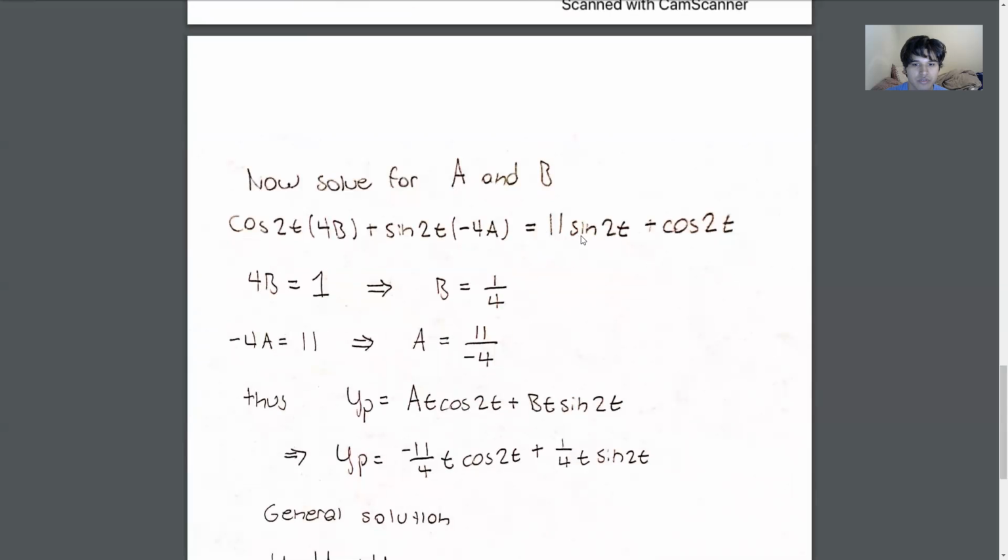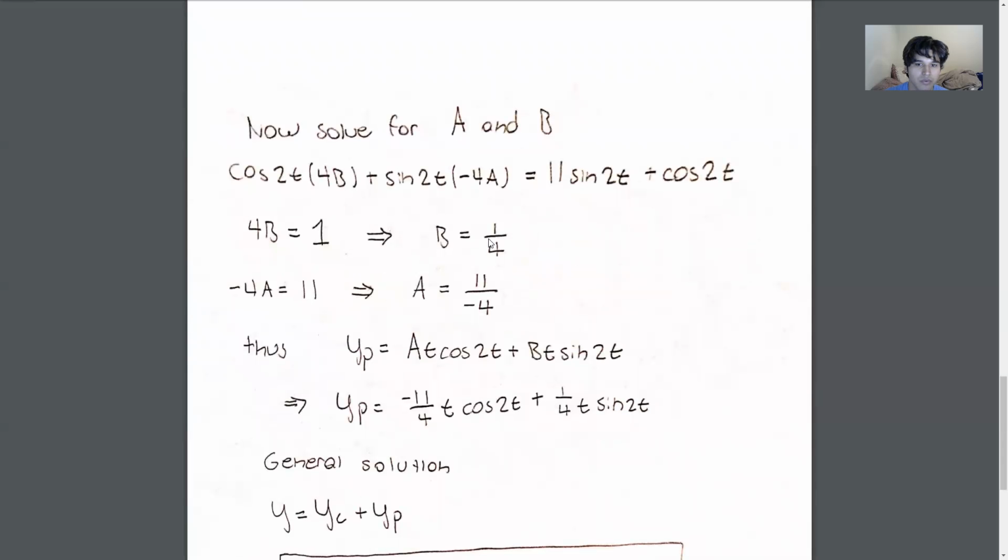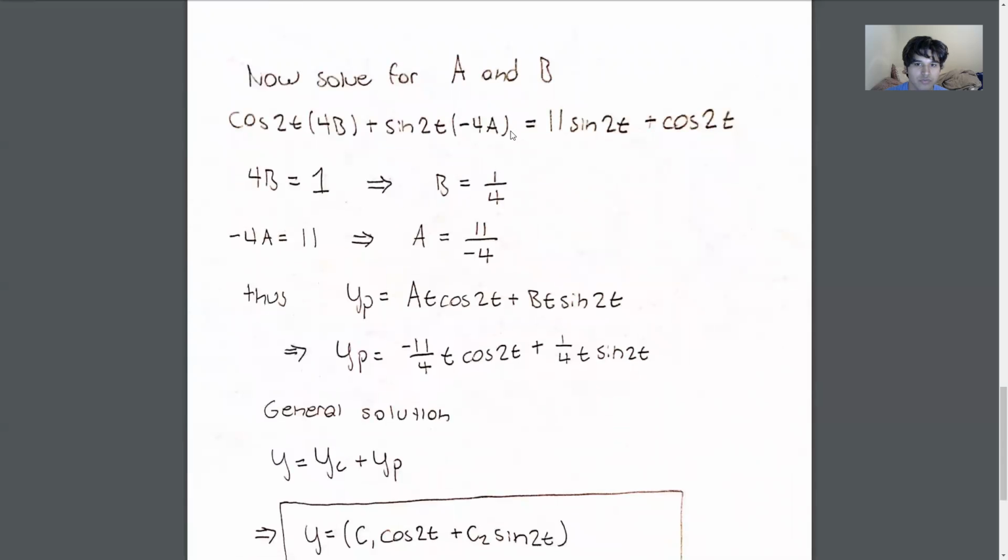So here's the expression, and like I said earlier, we can get this expression right over here equal to, just imagine this coefficient is a 1. We can set 4b equal to 1. Solving for b, we get 1 over 4, and then this expression right over here, negative 4a, equal to 11. So solving for a, we get negative 11 over 4.